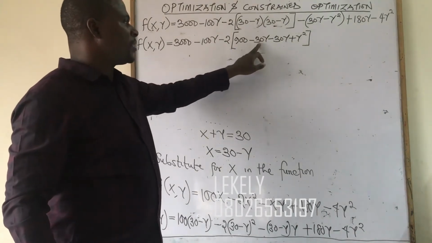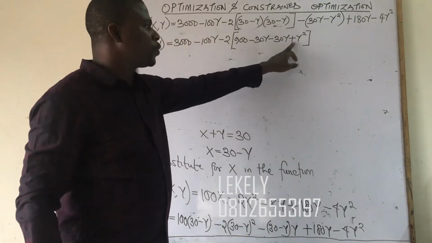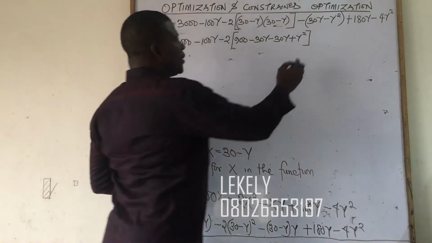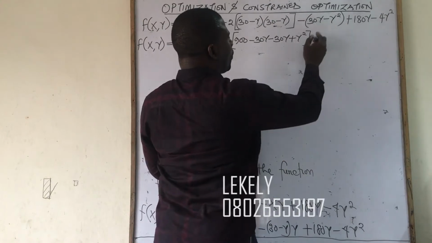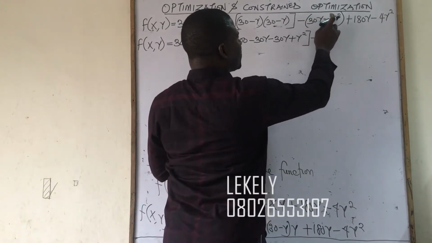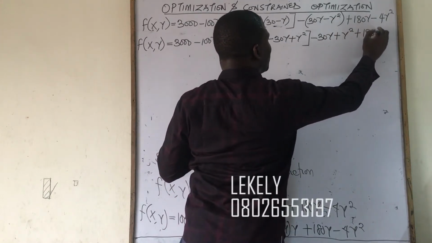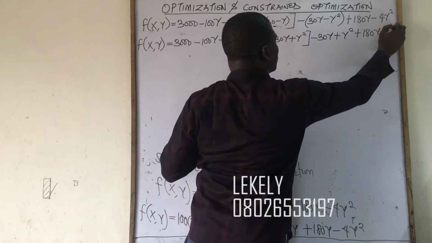30 times minus y, minus 30y. Minus y times 30, minus 30y. Minus y times minus y, plus y squared. Then this one, you can now open the bracket. Minus times 30y, minus 30y. Minus times minus, plus y squared. Then plus 180y, minus 4y squared.